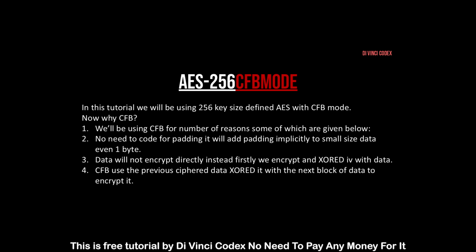Second, CFB does not encrypt your data directly. It encrypts the IV or previous ciphertext block, then XORs that result with your plaintext. This keeps things dynamic and secure. Finally, each new block of encrypted data depends on the one before it, forming a secure chain.